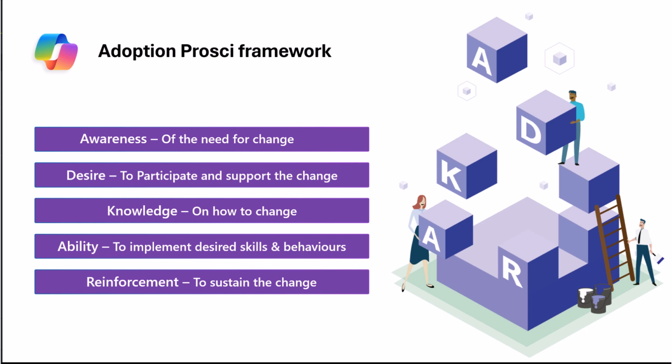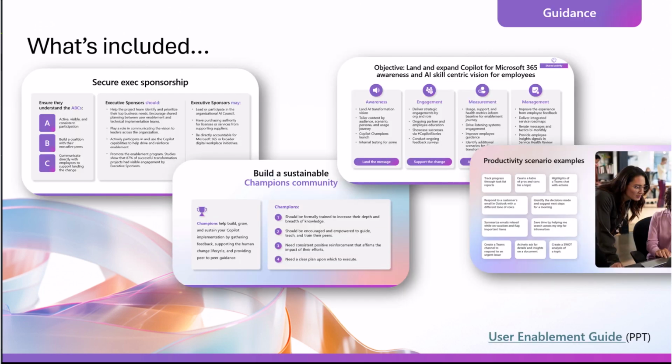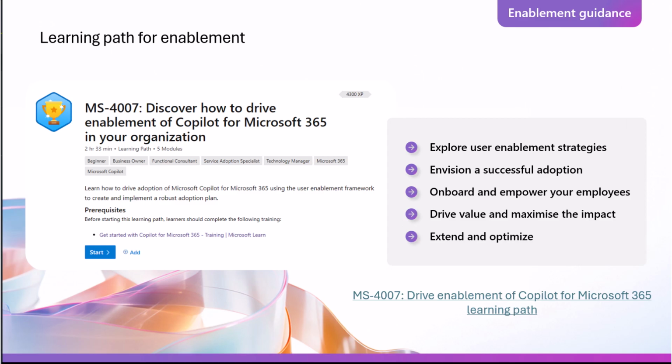So there are lots and lots of great tools out there now that you can use, lots of great kits. The customer success kit has got some enablement guides. It's got some tech readiness information in there. It's got information on how you can build that champions network, how you can recruit that exec sponsor. It's also got great things like email templates, posters, top tips, and links to those training materials. So lots of great stuff that we've already created for you to try and make this as easy as possible.